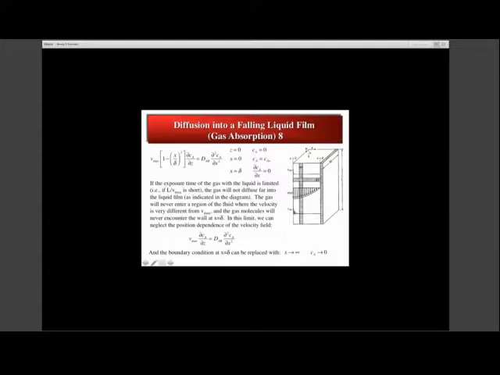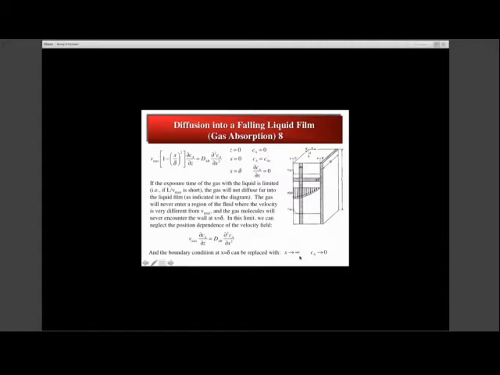Also, if the gas A never diffuses very far into this liquid, we can replace this boundary condition, this no flux boundary condition at the back edge of this wall, with the boundary condition that as x goes to infinity, Ca goes to 0. That is, as you move down into this liquid, the concentration of A drops to 0, or to whatever its value was at the top of the column.